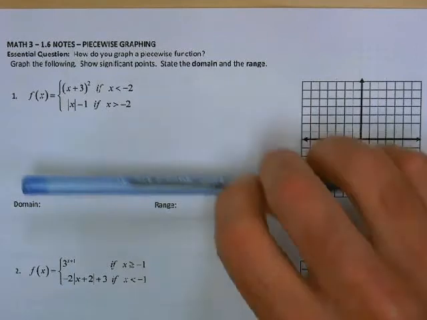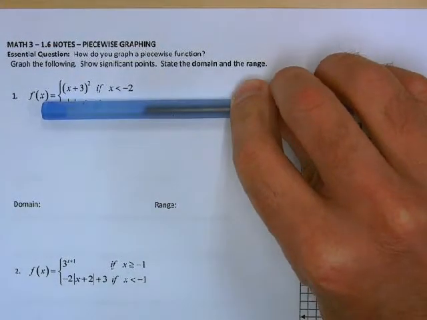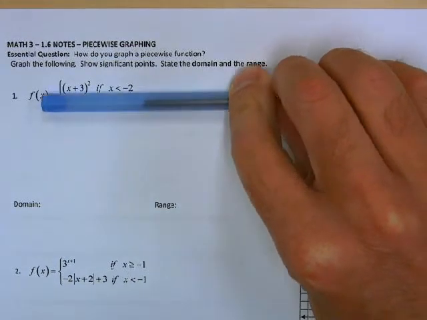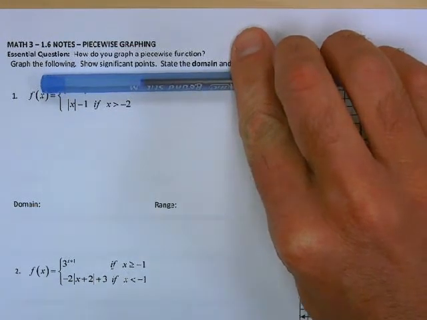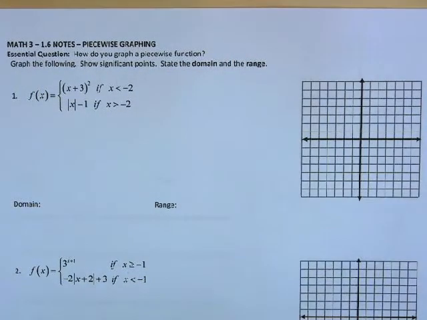So for example, number 1 here, if we just look at that top equation, we've got the function (x+3)², but we only want that graph when x is less than -2. And then our other function is the absolute value of x minus 1, and we only want that function when x is greater than -2. So we can see from the domain restrictions that something pretty special is happening at x equals -2. That's where we're going to have a boundary line.